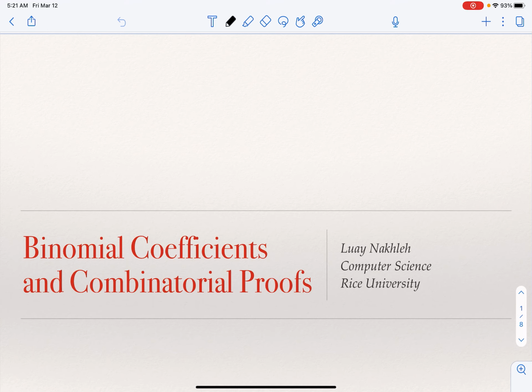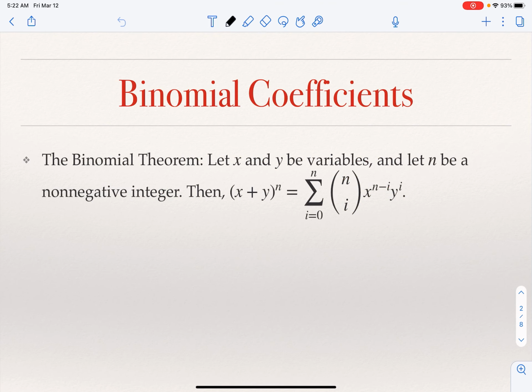I will now talk about two important topics in counting. One is the binomial coefficients and one is combinatorial proofs. Binomial coefficients is about coefficients that appear when we evaluate a term like (x + y)^n. And combinatorial proofs are proofs of equality where we use counting arguments to establish the result. Let's start with binomial coefficients.